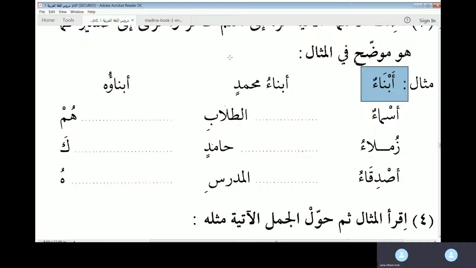Example: Abna', sons. Abna' Muhammad, Muhammad's sons. Why is it abna' with this ending? Because it is mudaf, mudaf ilayh. Next, abna'uhu, his sons. Here abna' is also mudaf, but its mudaf ilayh is a hidden pronoun.